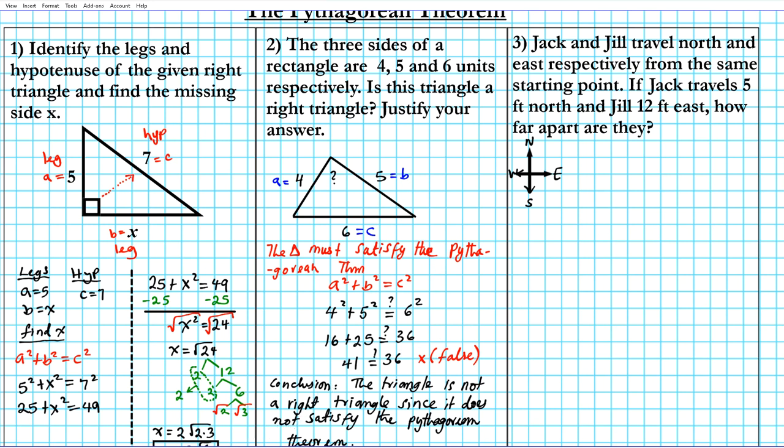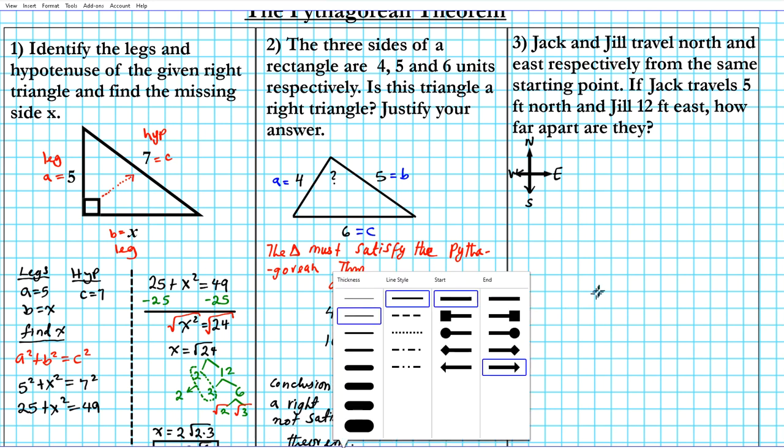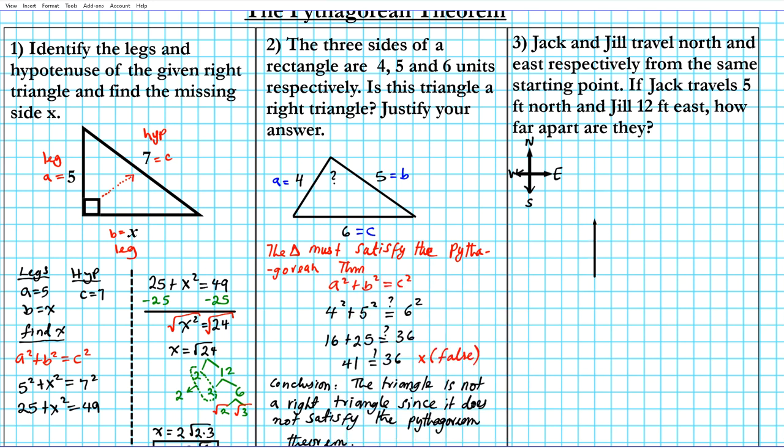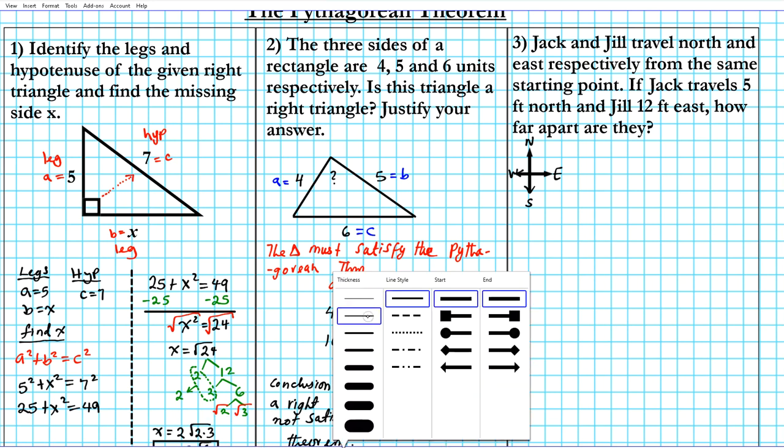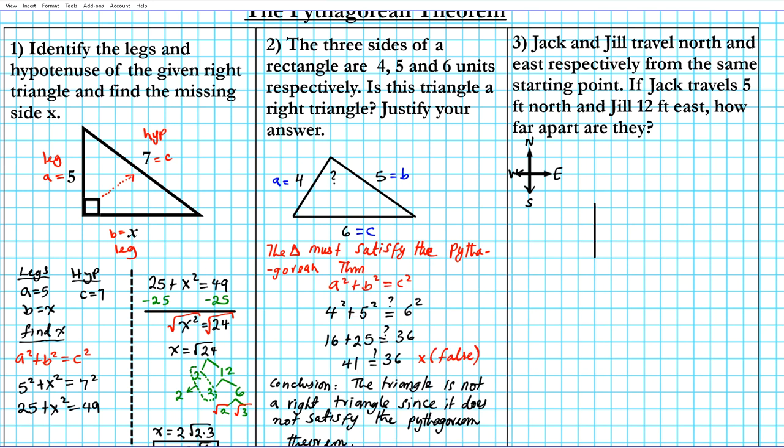So in this particular case, they start from the same starting point, right? Jack travels north 5 feet. So let's say this is the starting point, 5 feet northwards, up, and then Jill travels 12 feet to the east from the same starting point. All right, and then you have a right triangle situation right here because the north and east directions are perpendicular to each other.